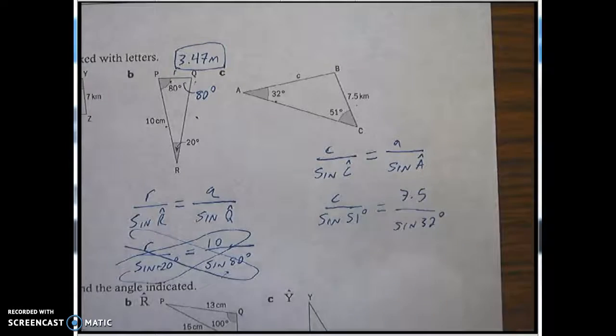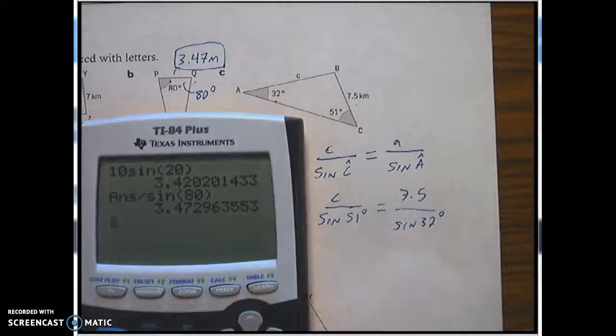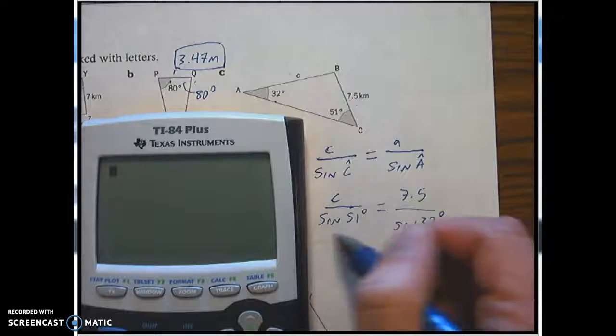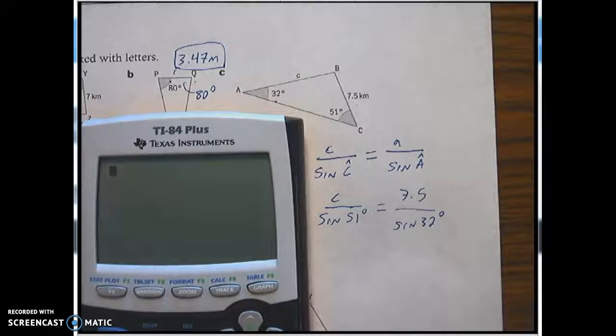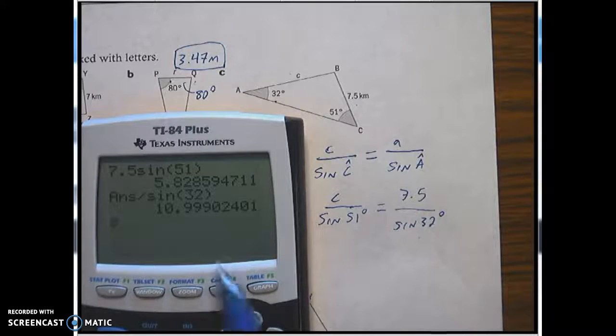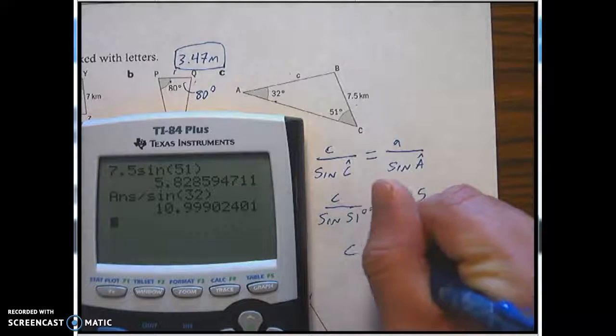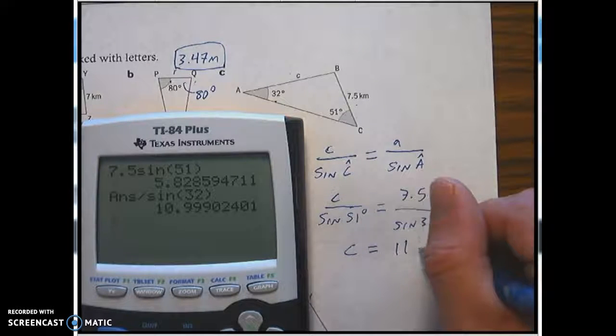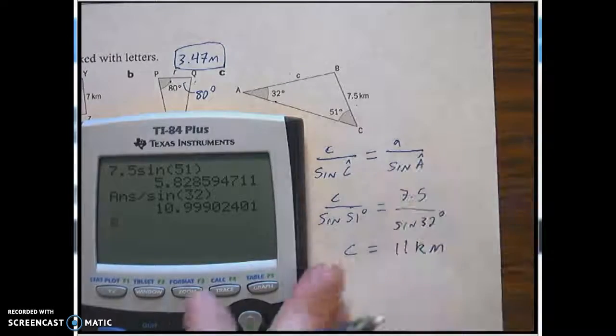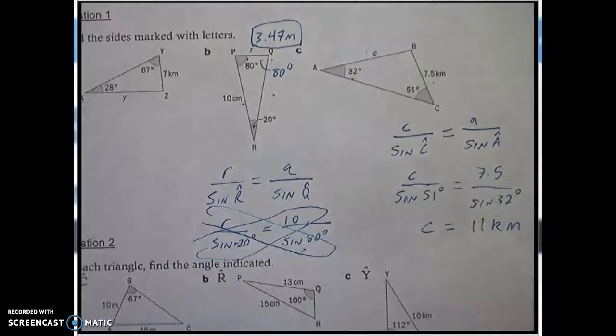And I'm going to cross multiply, so this becomes calculator work at this point. I'm going to do 7.5 times sine of 51 degrees, and I'm going to divide that by the sine of 32 degrees. So to 3 significant figures, that's going to be 11. So therefore, side c is 11 kilometers. Alright, let's do a couple down here.